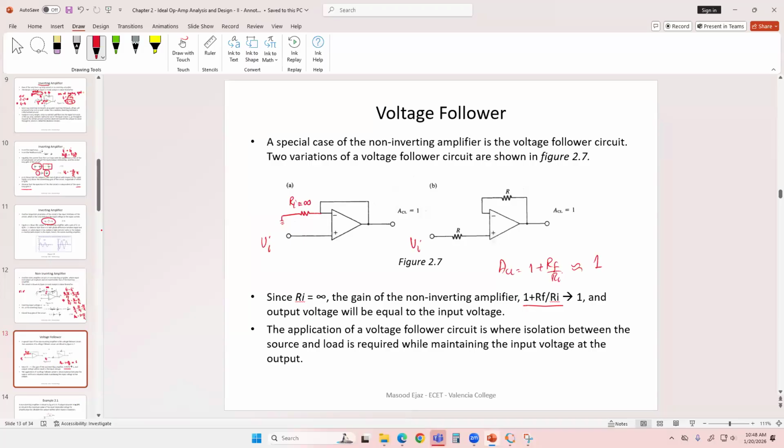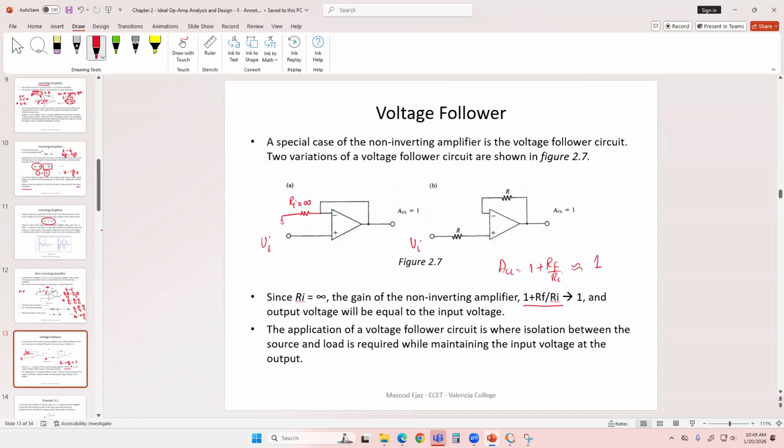If a gain of 1, the question is, why do we use it? I mean, why do we use a circuit where the output is equal to the input? Why don't we just connect the input directly to the output? In many applications, we want to isolate the output from the input, such that when you connect a load at the output, it does not load down the input value. That is, by varying the load at the output, sometimes the input value also starts changing because of the source resistance. The current is flowing through the source resistance, and the input value can start changing.